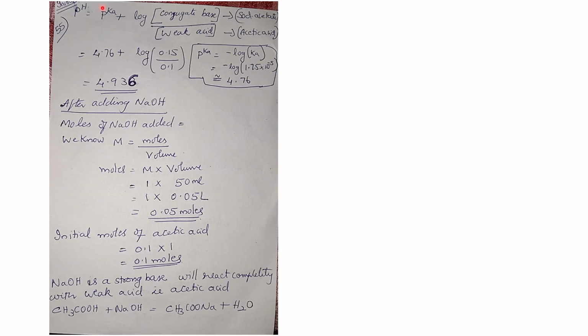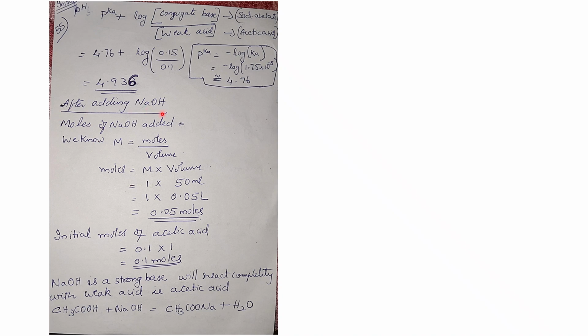So first one, the pH is equal to pKa plus log sodium acetate by acetic acid. So pKa we have to find out. That is minus log of Ka. Ka value they have given and you will get it as 4.76. Substitute the pKa value. Log they have given for sodium acetate, initially it is 0.15 molar and for acetic acid it is 0.1. You will get 4.936 as the initial pH value, that is before addition of NaOH.